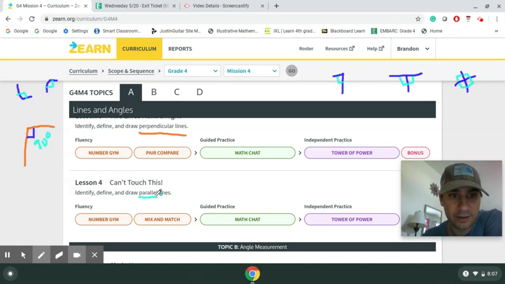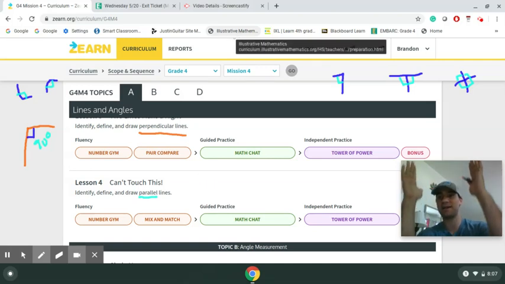Today, complete opposite, parallel lines. What are parallel lines, you say? Well, think about two roads that run side by side and never touch. We're going to do a lot of work with that today.